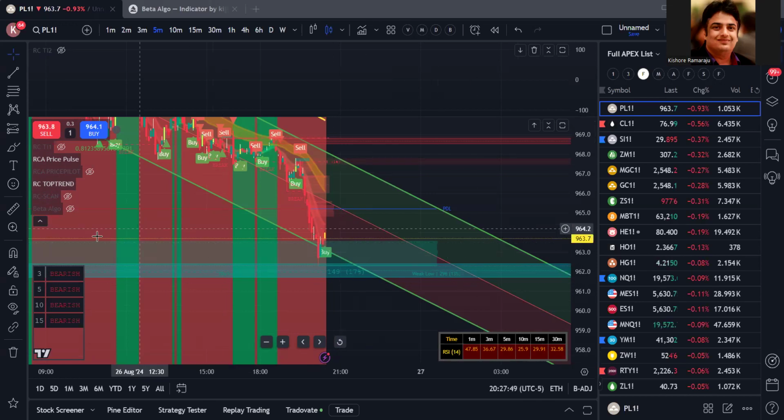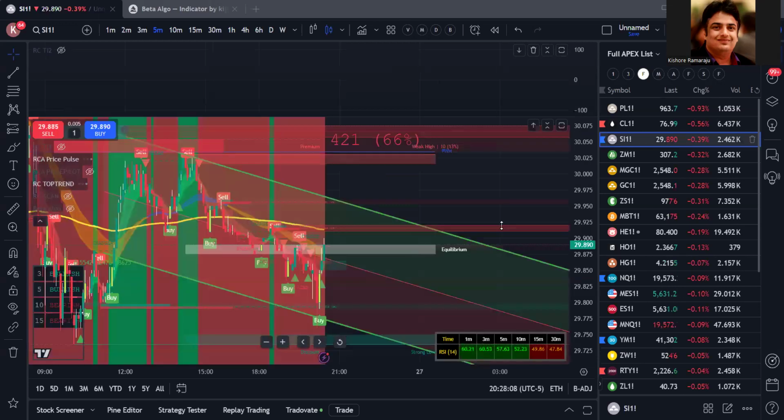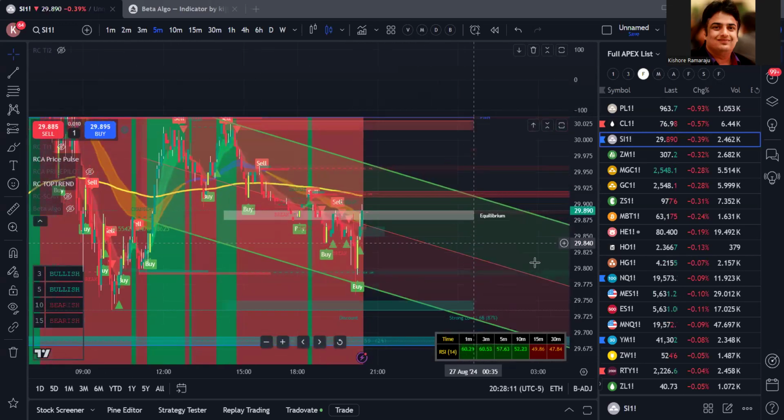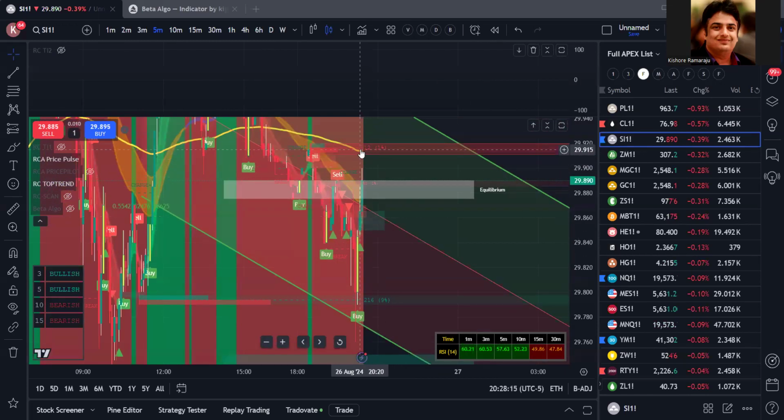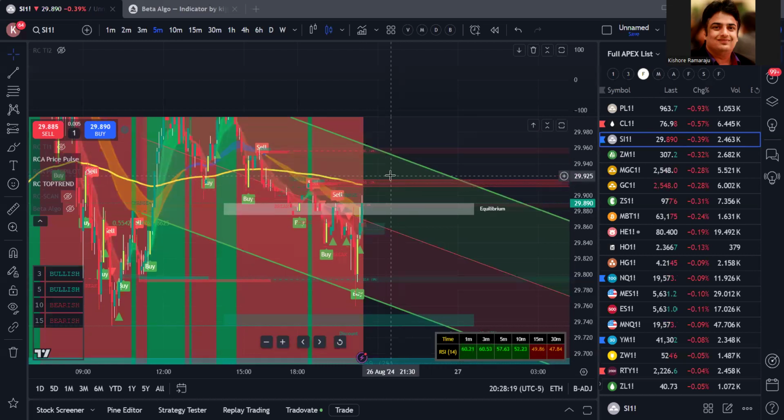So look for tickers where your trend is bearish, your momentum is bearish, and wait for the sell signal. When this is green, this is red, will not take the buy. We'll only wait for the sell. So for platinum, we are waiting for the sell signal. In the same way for silver also, we may get a sell. It may touch this point where this is our resistance.